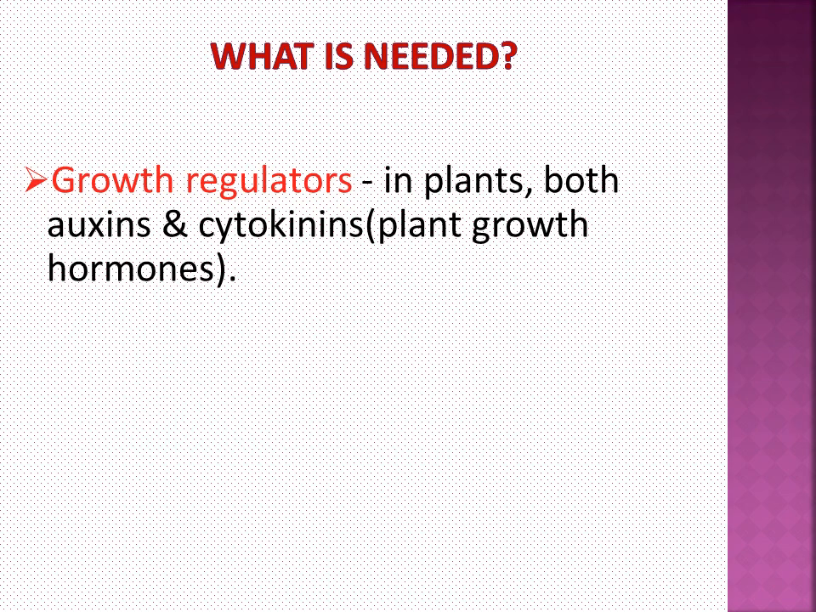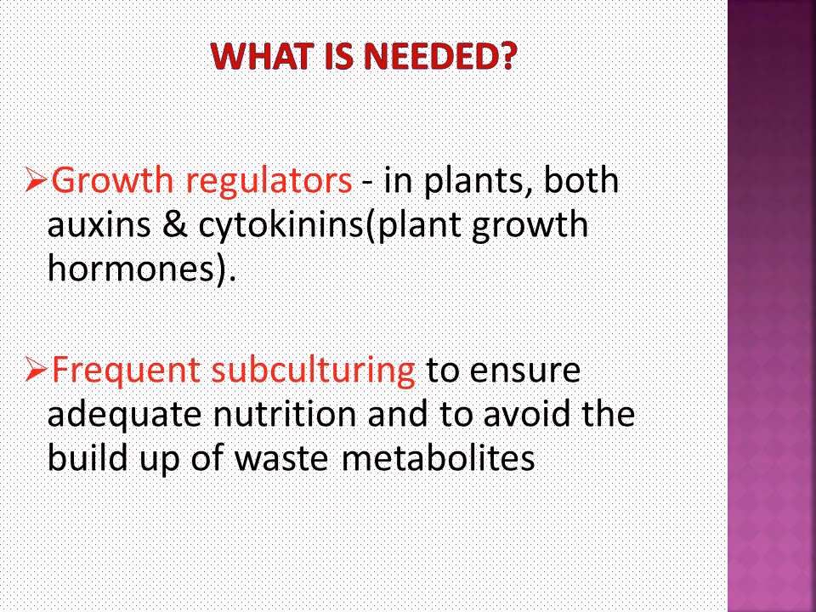Next, what is required is growth regulators. In plants, we need both auxins and cytokinins, which are plant growth hormones. Then we need frequent subculturing to ensure adequate nutrition and to avoid the buildup of waste metabolites. If you do not subculture frequently, the nutrition gets exhausted and the waste products will accumulate.